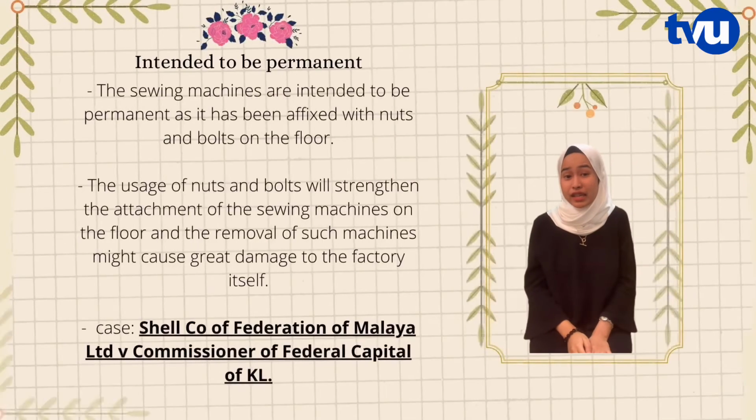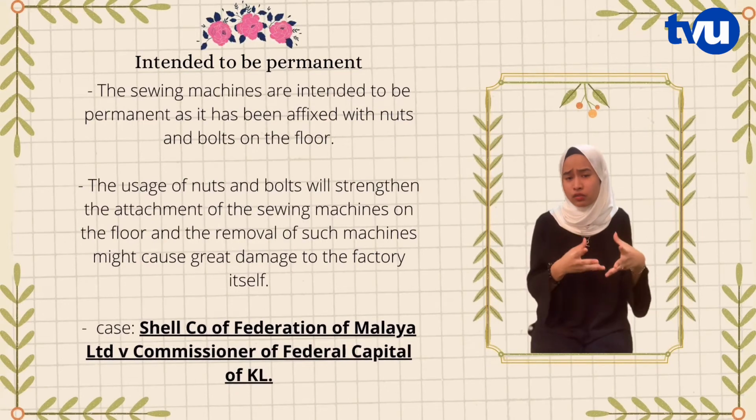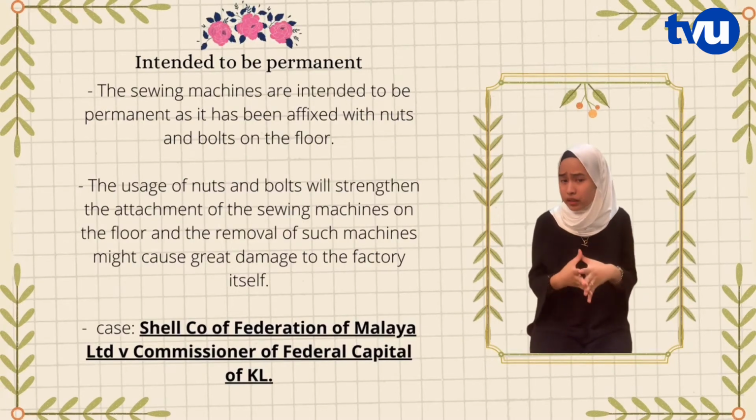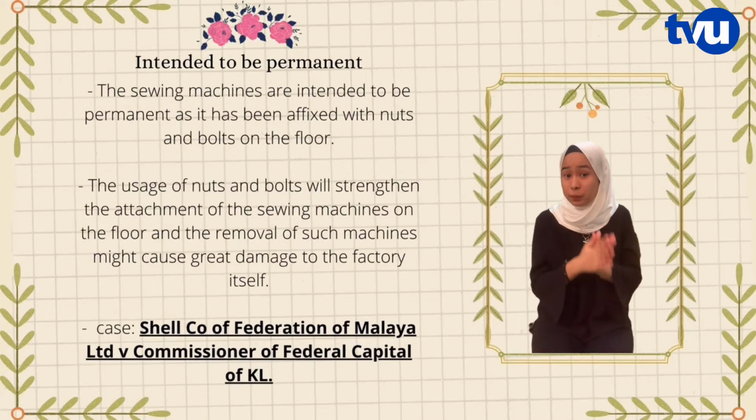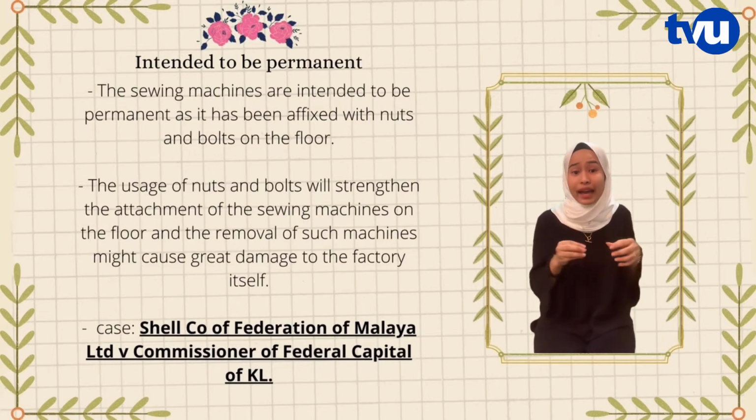The second question is, was the sewing machine being attached to the floor of the factory intended to be permanent? First of all, the sewing machine being attached to the land was intended to be permanent, as it has been affixed with nuts and bolts on the floor. The usage of nuts and bolts will strengthen the attachment of the sewing machines on the floor, and the removal of such machines might cause great damage to the factory itself.